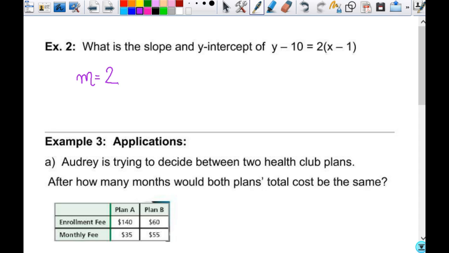So let's think about what the y-intercept is. When it asks you for an intercept, it's actually an ordered pair, right? So which one is 0, x or y?